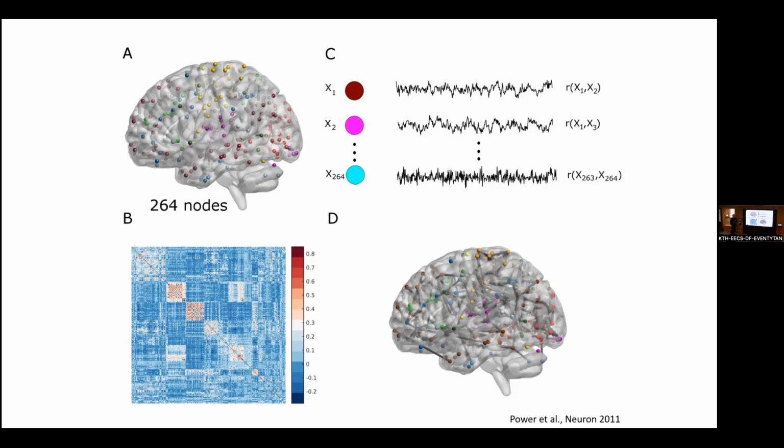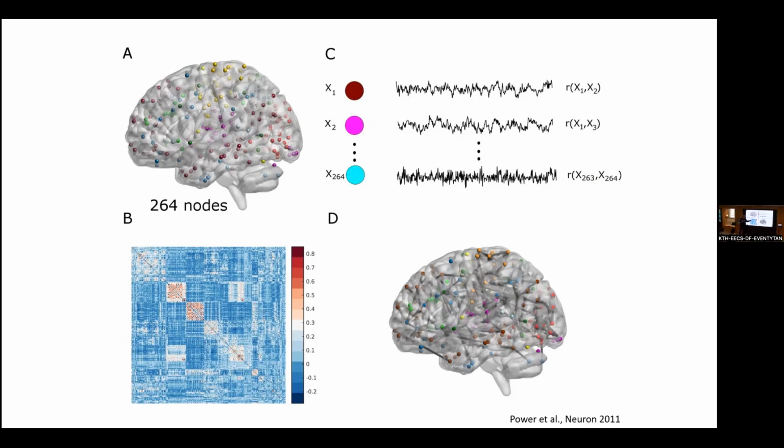And then you extract time courses for each and every region, and then you pair them and compute the correlation coefficients between all those 264 nodes. And then you end up with summarizing data like this in a kind of adjacency matrix, where each axis has nodes, and the value here indicates the degree of connectivity.